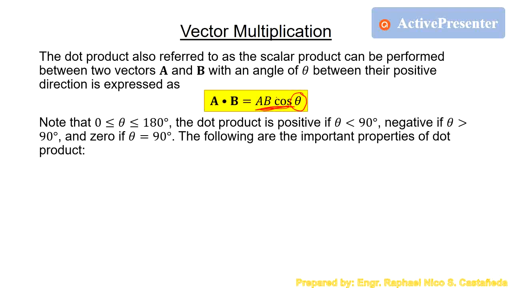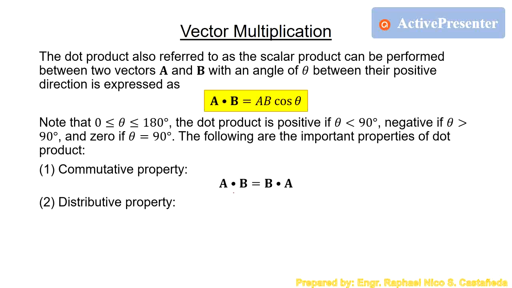These are the important properties of the dot product. The first one is the commutative property, meaning you can perform the dot product even though you interchange the two vectors. Next is the distributive property, so you can distribute the dot product if there are vectors in parentheses that are added to each other.